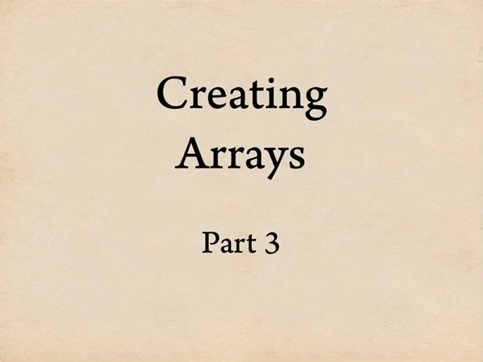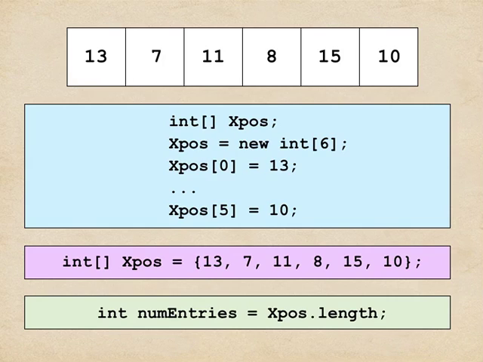In the first two parts, we've seen a lot of new notation. So let's recap. Here at the top, I have an integer array with 6 numbers in it. And in the blue box, I'm showing the manual way for you to create this. You declare xpos as an int[], that's an array of integers. Then you allocate the memory for it by saying xpos equals new int, and then we tell Processing how many entries we want. In this case, we want 6.